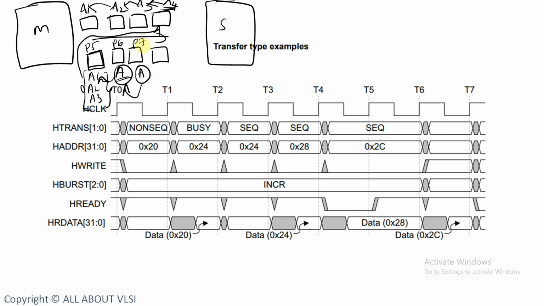Okay, so this is how we are going to decide. Please remember, for the very first address of a transaction, the address will be completely new and it is not related to any previous transactions. So that's why the transfer type of the first packet or the first transaction will be non-sequential, whereas for the second, third and so on transfer packets, the transfer type will be sequential. Okay, so this is how we are going to decide whether it is non-sequential or sequential.